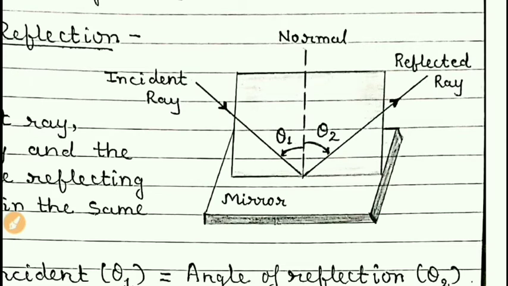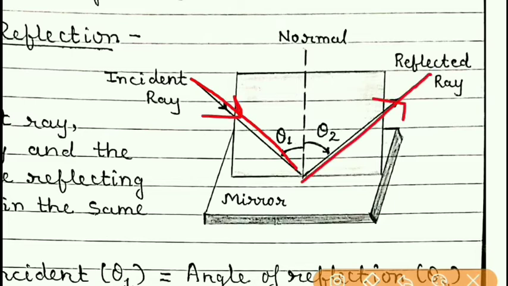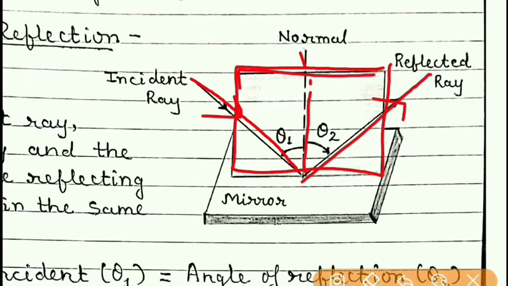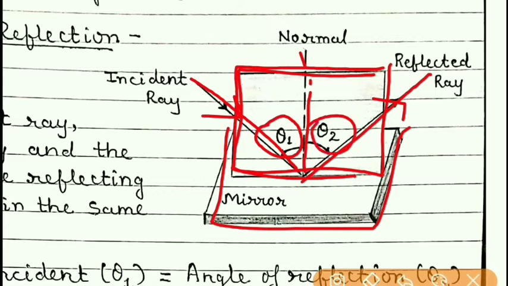Now, according to the law of reflection, the incident ray, the reflected ray and the normal lie in the same plane. This plane is perpendicular to the mirror, that is, normal to the mirror. Now students, also according to the law of reflection, the angles theta 1 and theta 2 are always equal.